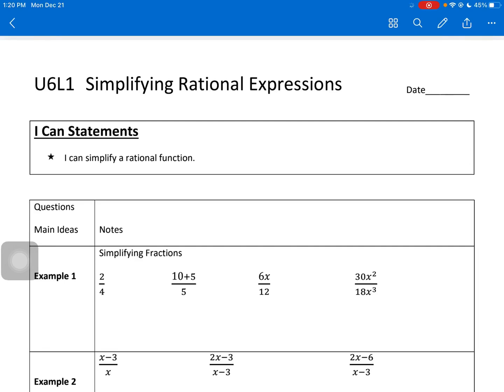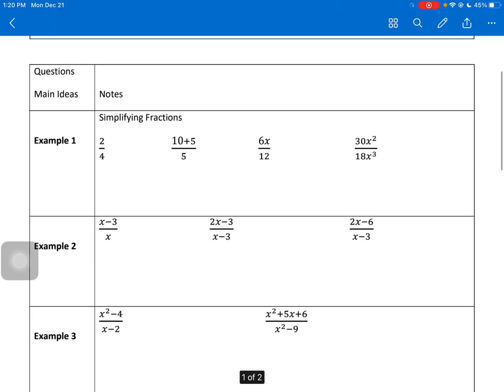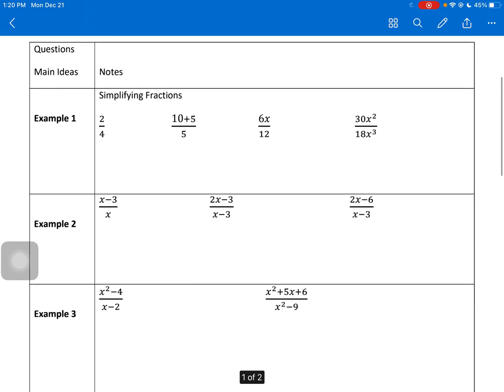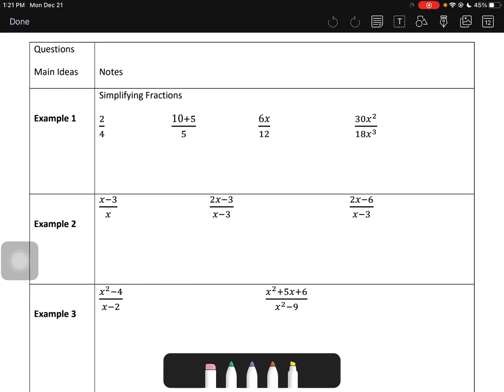In this lesson, we are going to be working on simplifying rational expressions. A rational expression is truly a fraction, but now instead of just having number values, we will also have variables. So, if you recall, when we simplify fractions, we're simply dividing the top and the bottom by the same value. Essentially, we're dividing by 1 because 2 over 2 is 1.